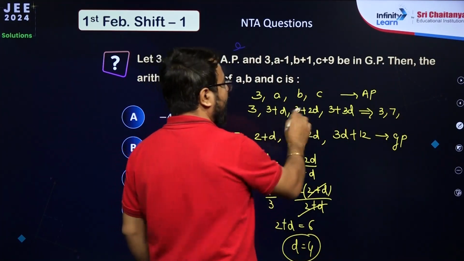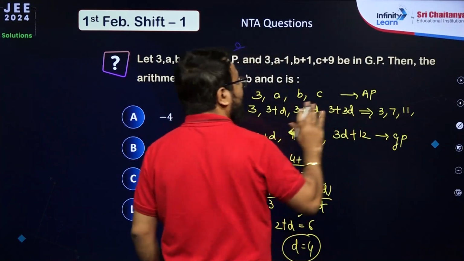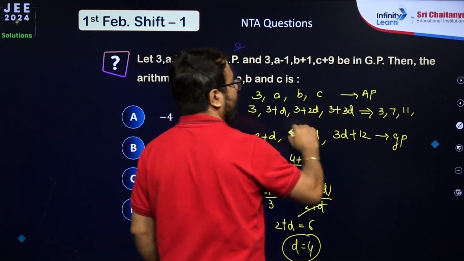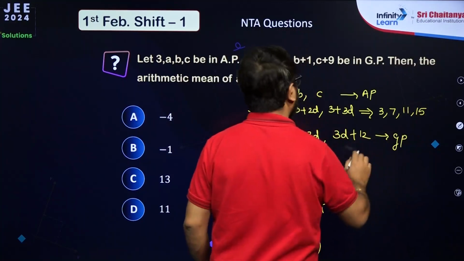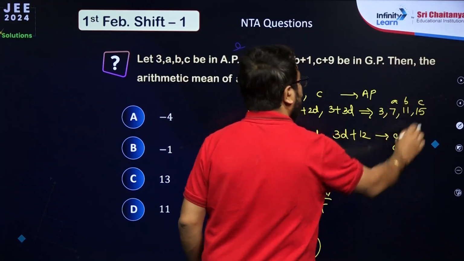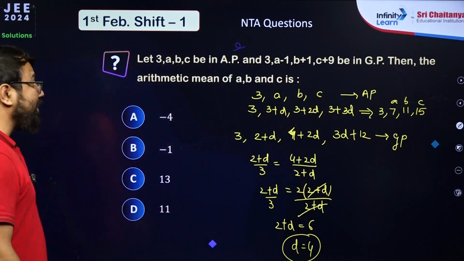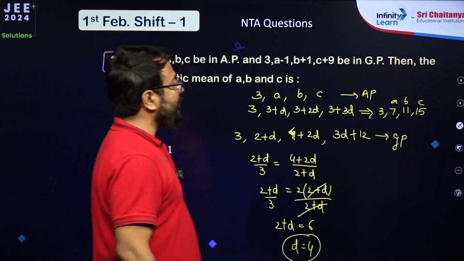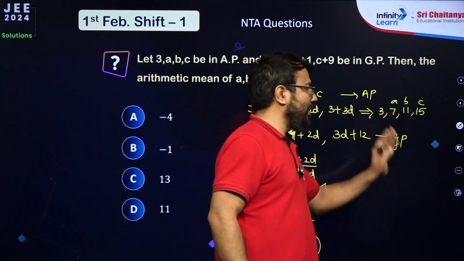If I keep d 4, 8 plus 3, 11. If I keep d 4, so 4 3s are 12, 12 plus 3, 15. Alright, so these are the numbers ABC. Now they are asking the arithmetic mean of ABC. So arithmetic mean of ABC will be the middle one.